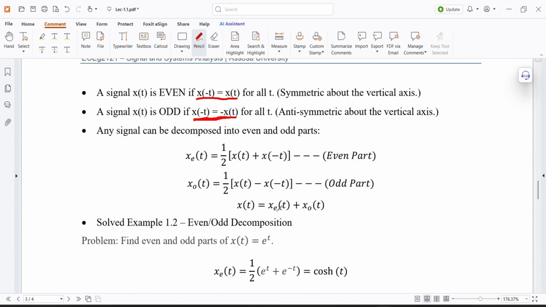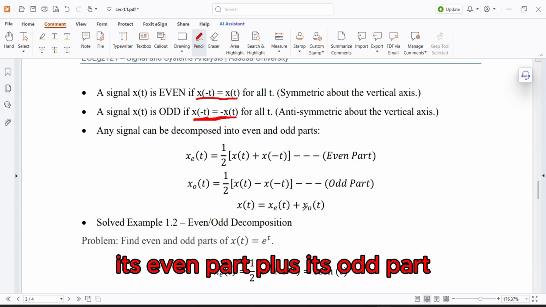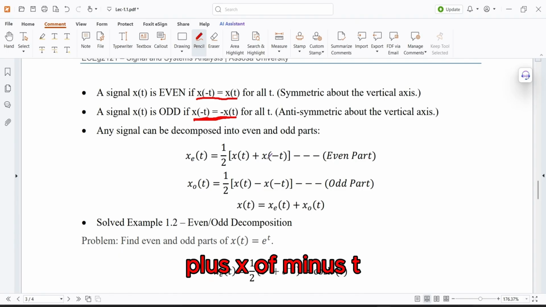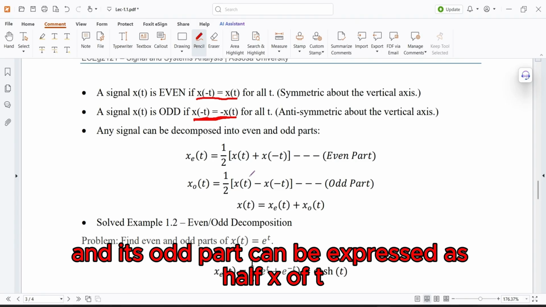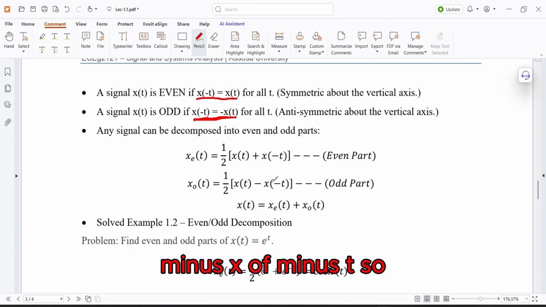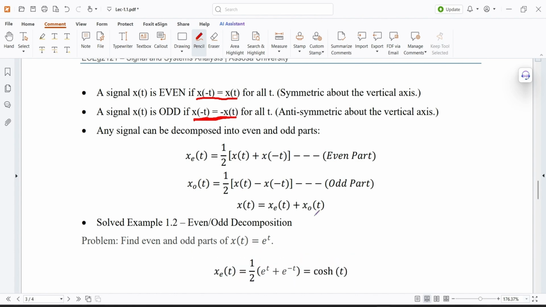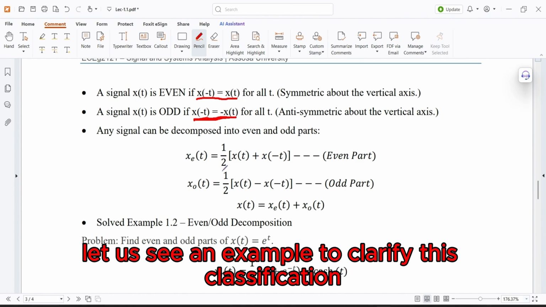even part. Its even part plus its odd part, where its even part can be expressed as half of x(t) plus x(-t), and its odd part can be expressed as half of x(t) minus x(-t). So we'll use these formulas to compute the even and odd components of a given signal. Again, let us see an example to clarify this classification.